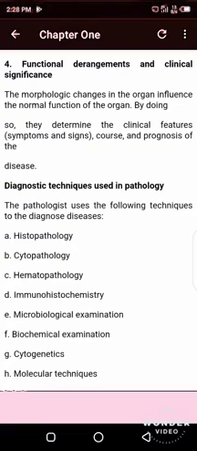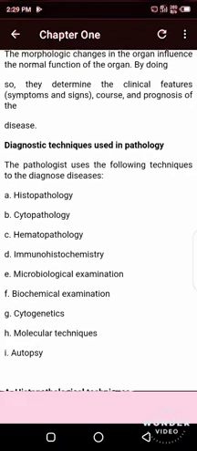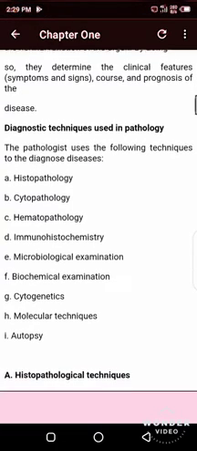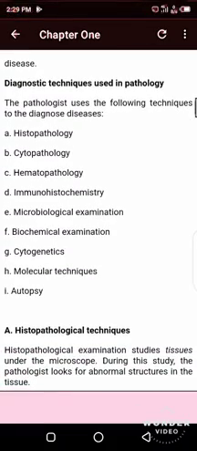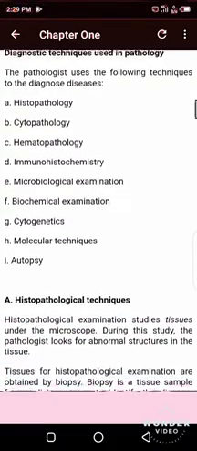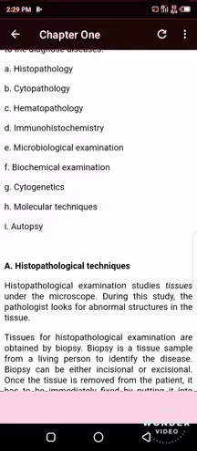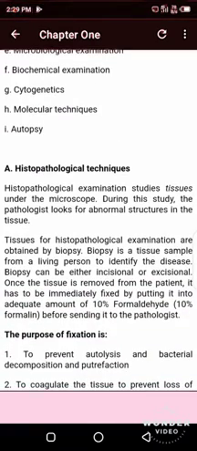Histopathology, cytopathology, hematopathology, immunohistochemistry, microbiological examination, biochemical examination, cytogenetics, molecular techniques, autopsy. So we are coming to discuss histopathological techniques. Histopathological examination is a study in which we study tissue under the microscope.